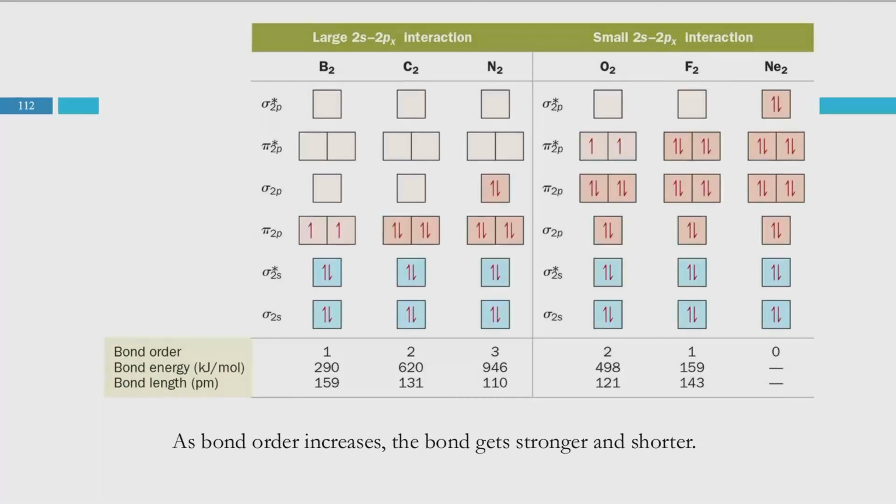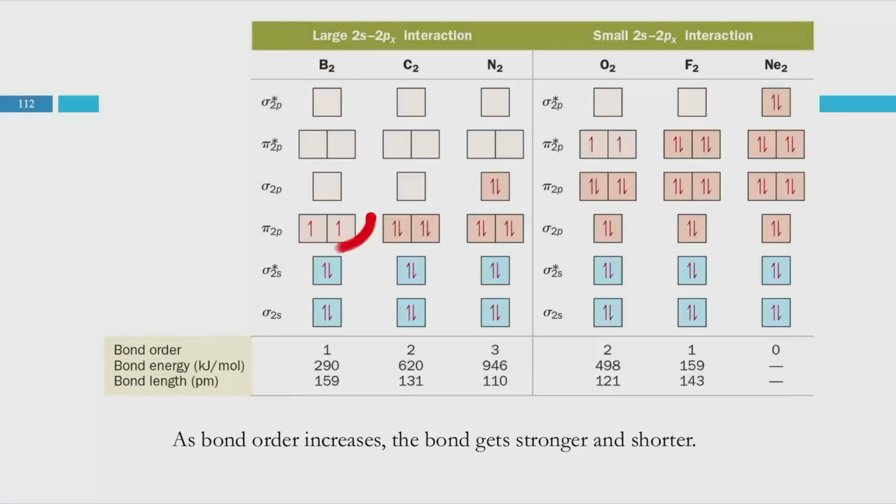All right, what we're looking at here, we've got B2, C2, N2, O2, F2, Ne2. So we're working our way across the periodic table from boron to neon. And we've got our orbital diagrams, just the middle part. We're not looking at what's going in. For all of these, we've got canceled out sigma 2s and sigma star 2s. They're both full. So the bond order is just based on the pi and sigma from the 2p.